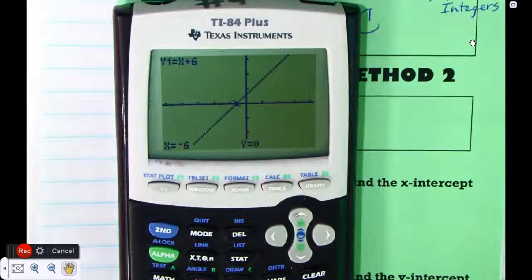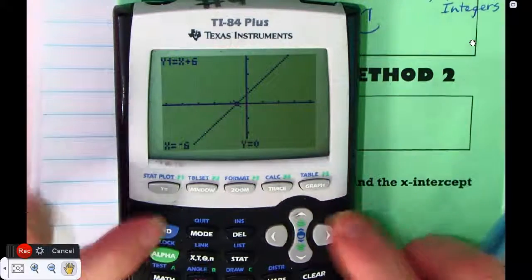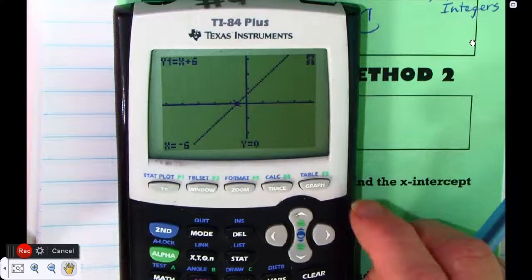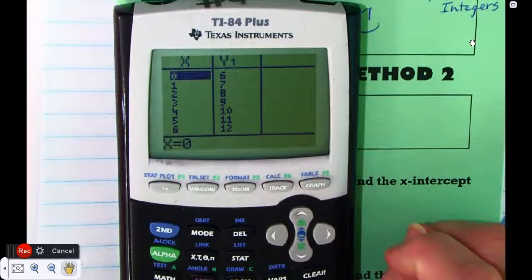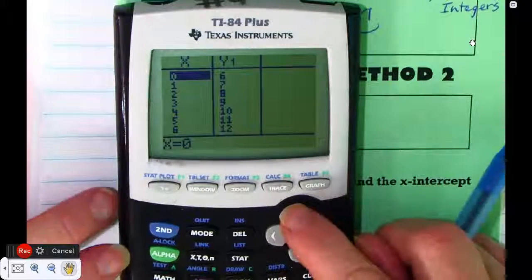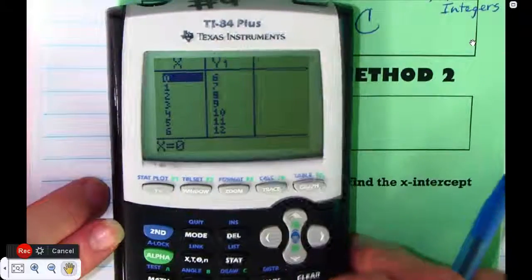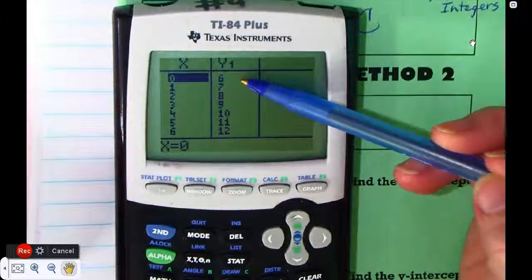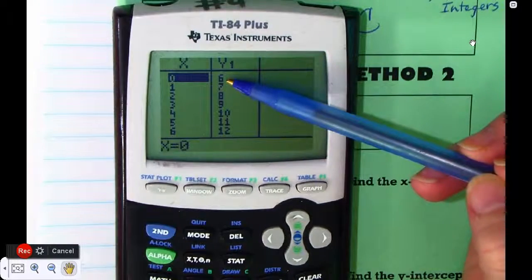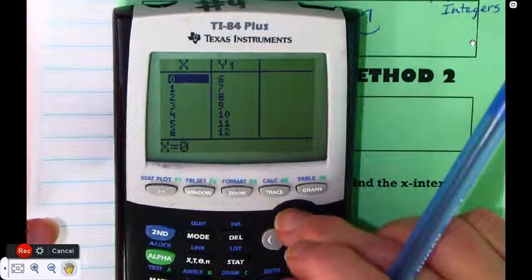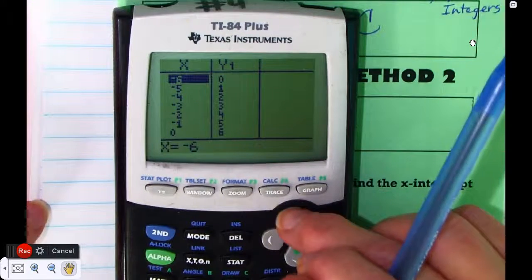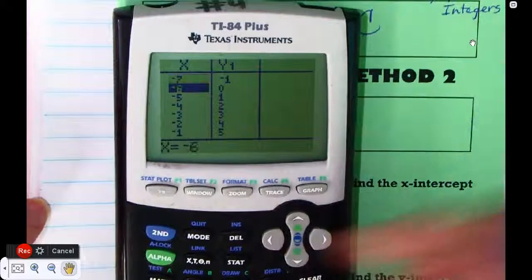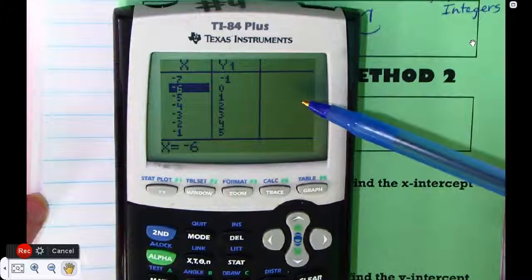So everybody get that? Okay. Now I'm going to show you something else. Hit second, and then graph. We're going to the table. It automatically shows you 0, 6. So that's your what? Y-intercept. If you scroll up, excuse me, then you see negative 6, 0. That's your x-intercept.